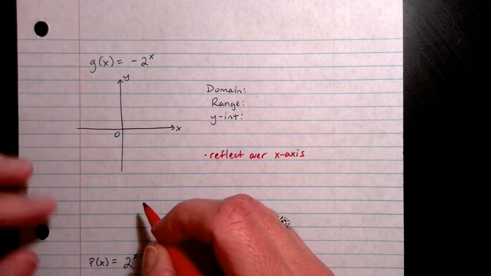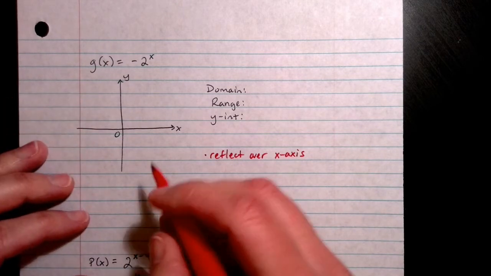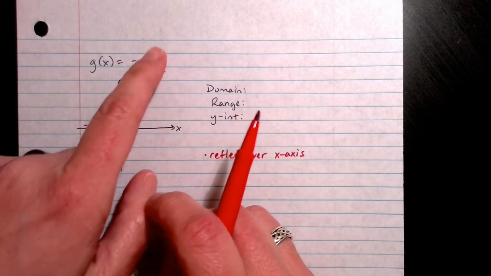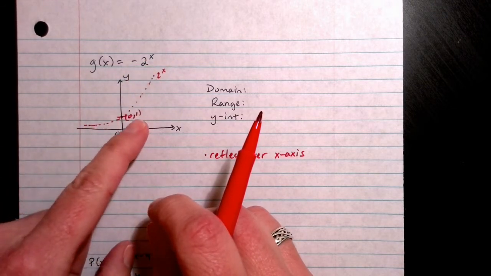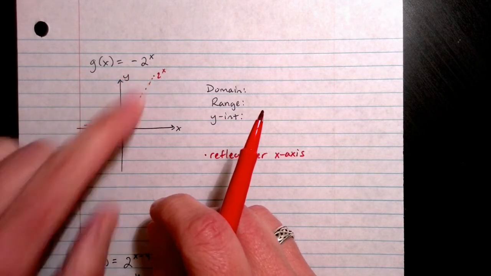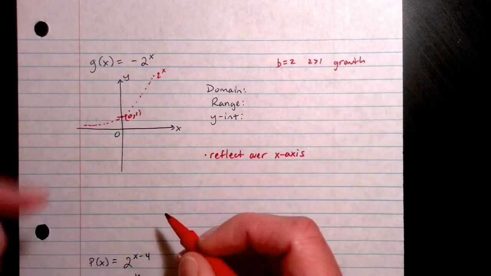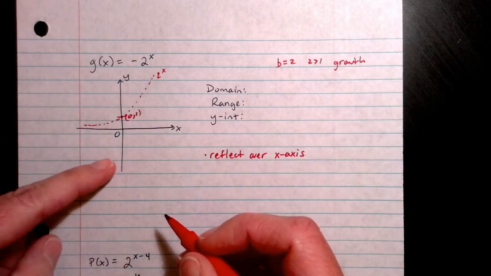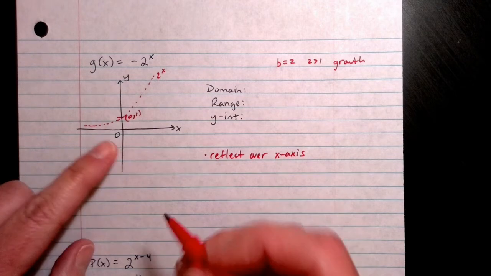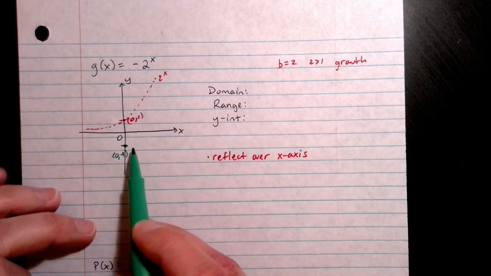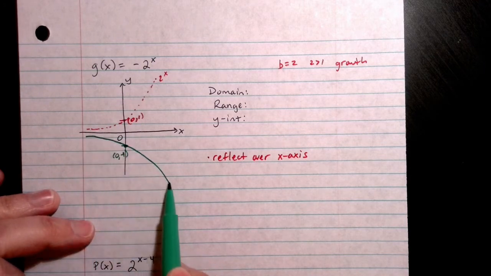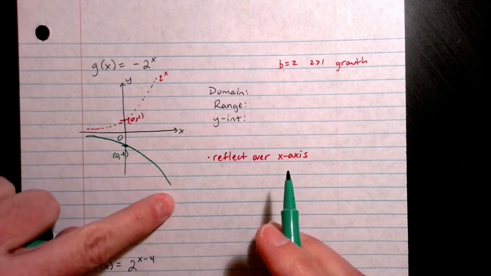Now, to do your sketch, the easiest thing to remember is what the parent function looks like. So remember, the parent function is going to look like this. It's going to be some increasing function, and it's going to have a y-intercept of (0, 1). Now, I know it's increasing because my b value is 2. Now, I'm going to take this graph and reflect over the x-axis. The easiest way to do it is to take the y-intercept and move it down below the x-axis. Now, look at the behavior. It's still asymptotic to the x-axis, but now it's pointed in the negative infinity direction.